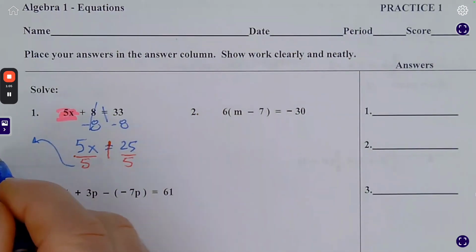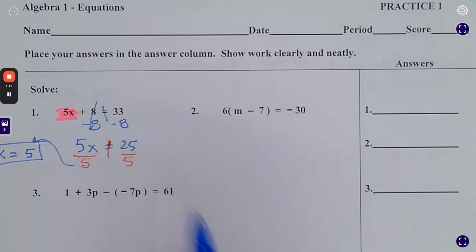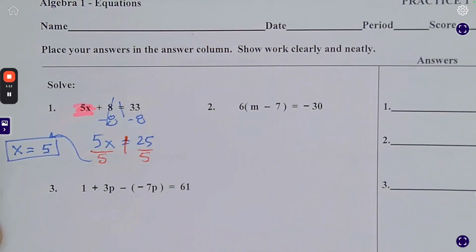5 divided by 5 is 1x. 25 divided by 5 is 5. You're done. You are done. Good job, kiddos. Good job.